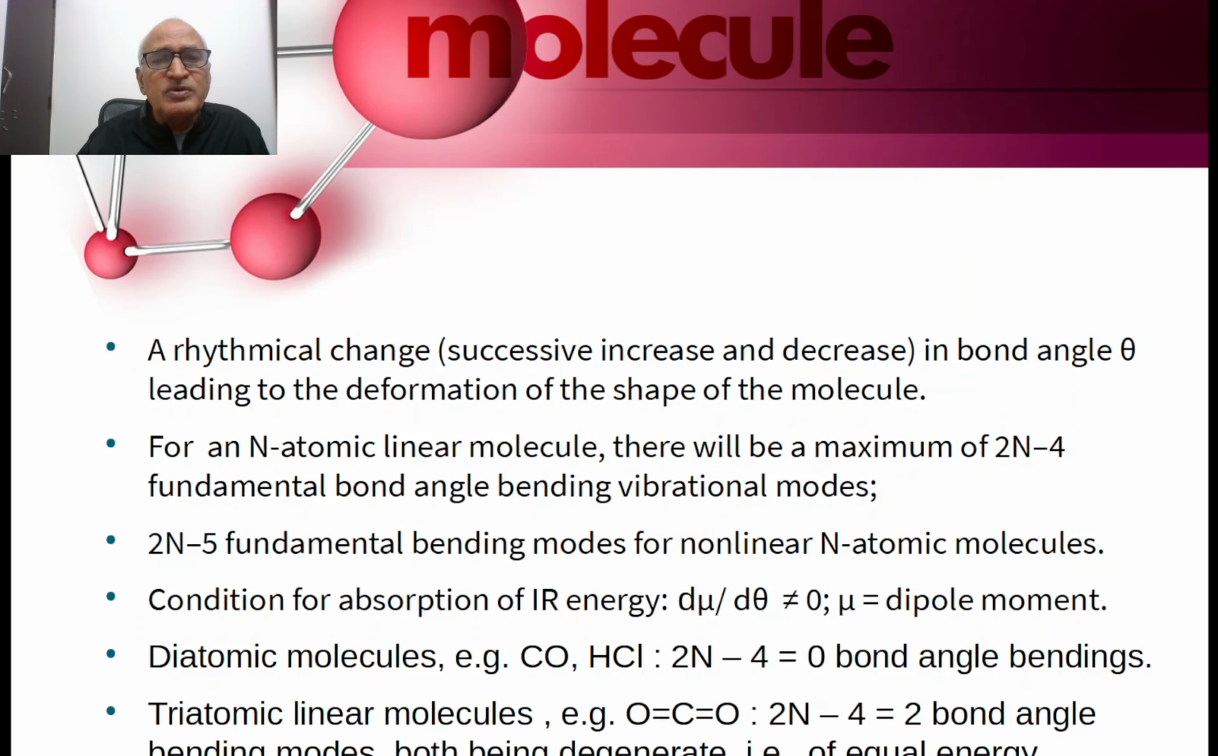The next type of vibration is bond bending vibration. The bond bending changes the shape of the molecule. Therefore, it is also called deformation vibration. If there are n atoms present in the molecule, there will be a maximum of 2n minus 4 fundamental bond angle bending vibrational modes if the shape is linear.